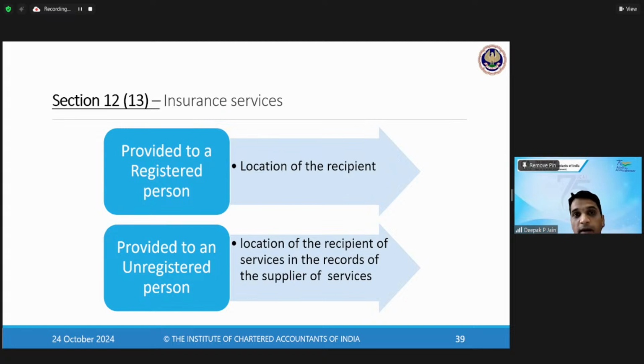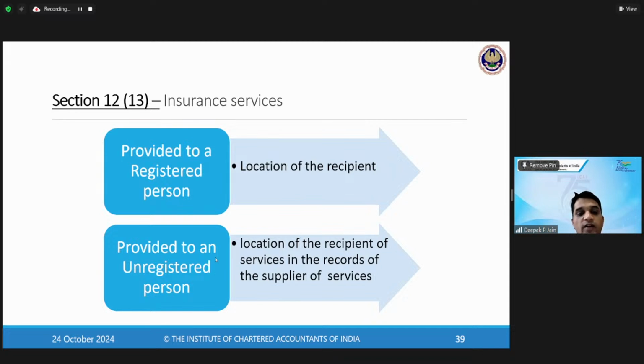So in banking, it was whether the address is available or not. But in the case of insurance, it is not based on address. It is based on the status of the recipient. Okay. If the recipient is registered, then it is the location of the recipient.